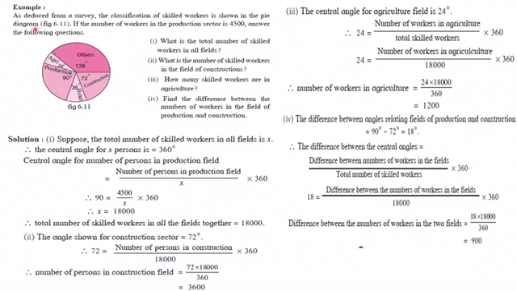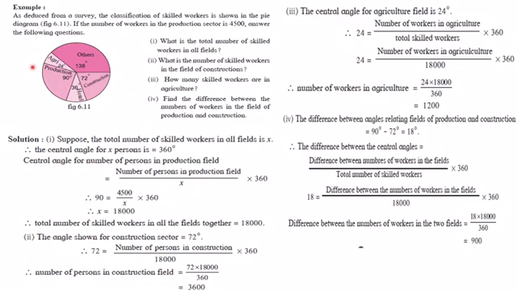As deduced from a survey, the classification of skilled workers is shown in the pie diagram. The number of workers in the production sector is 4,500. Answer the following questions. What is the total number of skilled workers in the field? What is the number of skilled workers in the field of construction? How many skilled workers are there in agriculture? Find the difference between the number of workers in the field of production and construction.